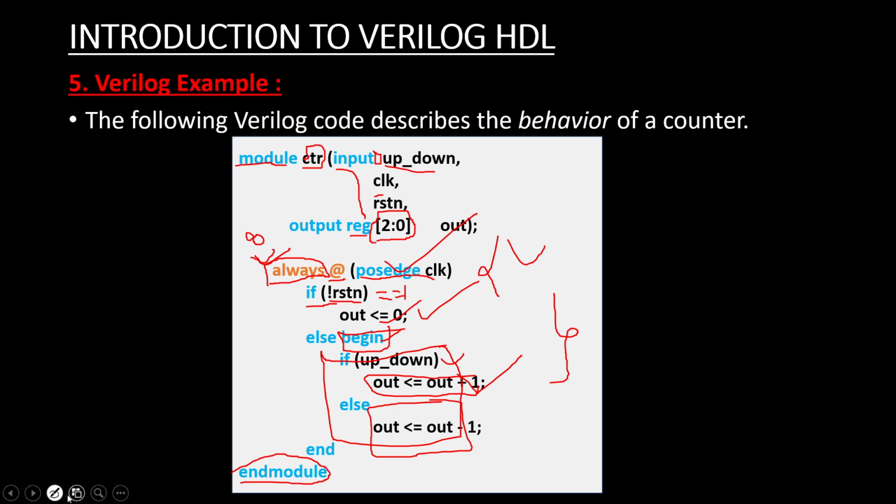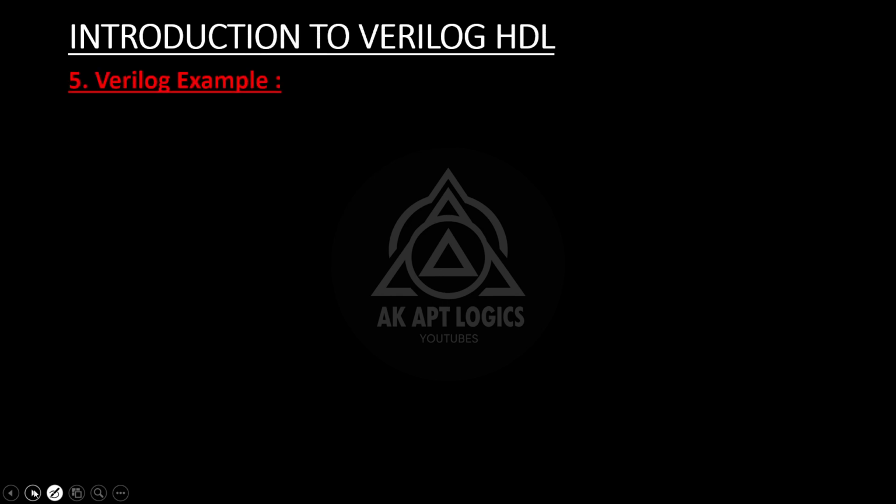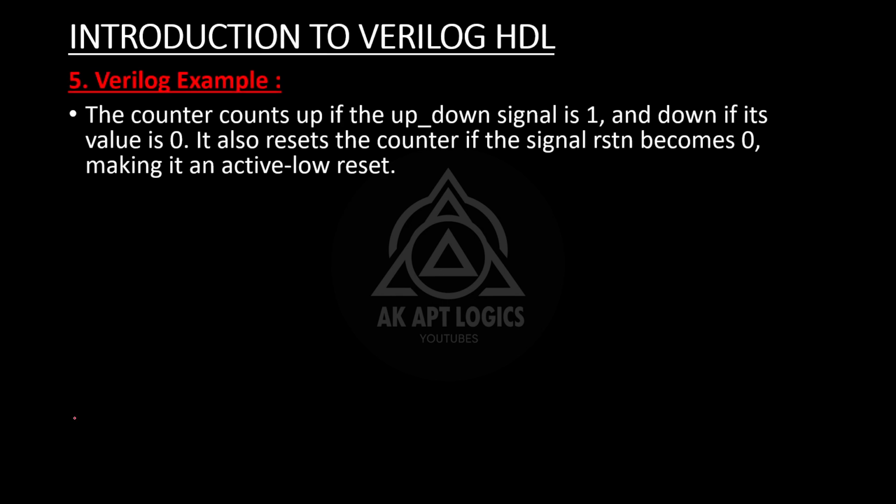The next thing is, the counter counts up if the up down signal is 1, and down if its value is 0. It resets the counter if the signal reset bar becomes 0, making it an active low reset. Because the reset bar is equal to 1, then output will become 0, right? So we have to say that it has active low reset.